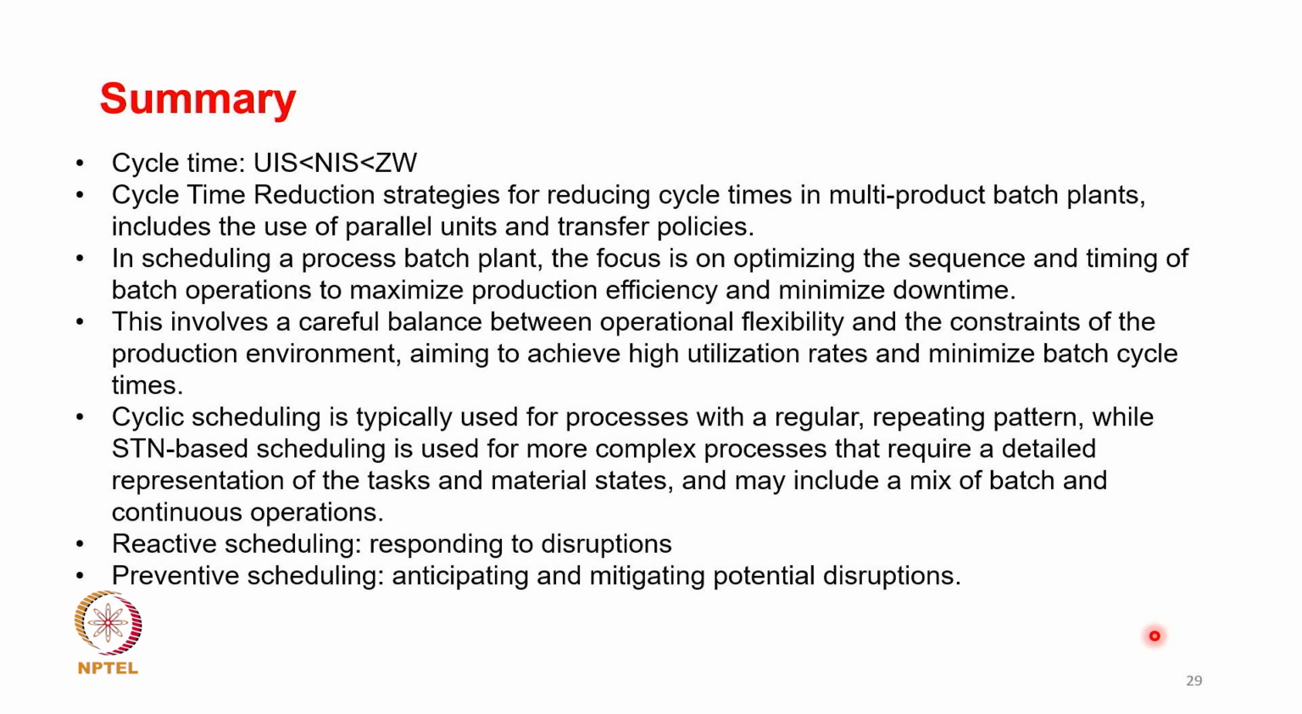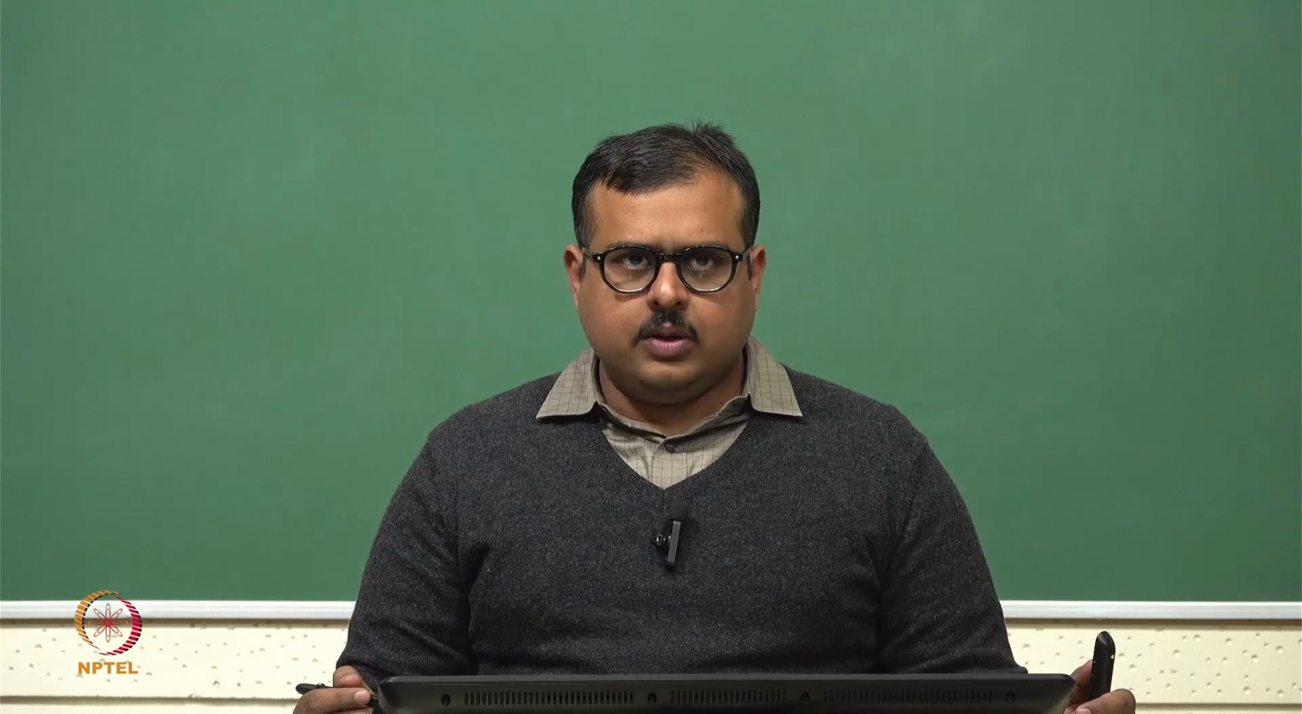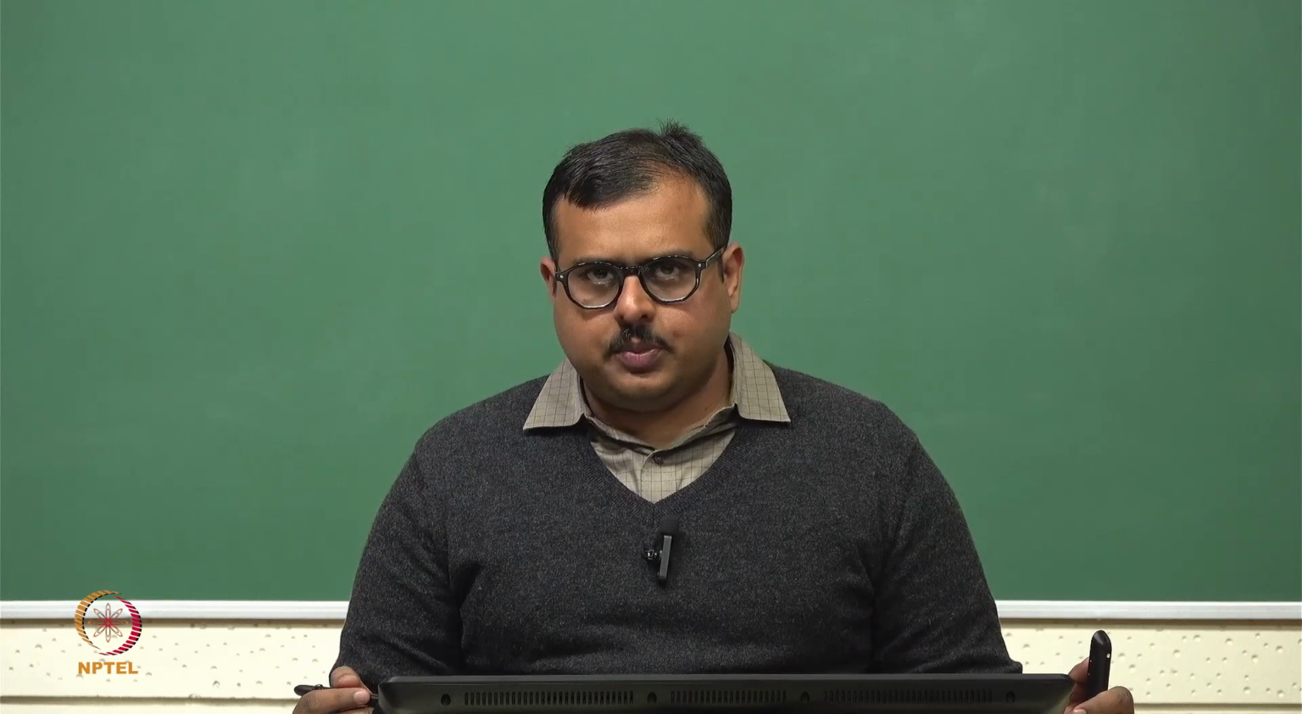So, where you talk about operability, this is where they are trying to join and shake their hands together. Cyclic scheduling is typically used for processes with regular repeating patterns, and we also talked about the state task network, wherein scheduling is used for more complex processes that require detailed representation and may include a mix of batch and continuous operations. And we concluded the lecture content by talking about reactive scheduling, which is responding to the disruption, and preventive scheduling, which is anticipating and mitigating potential disruptions.